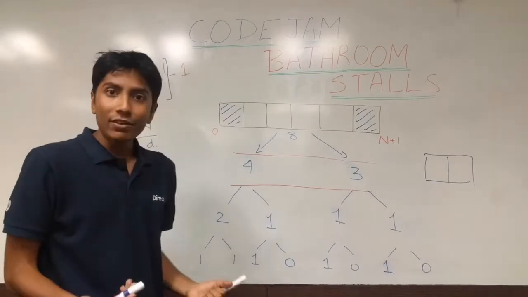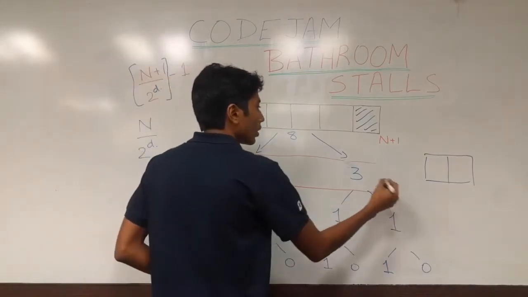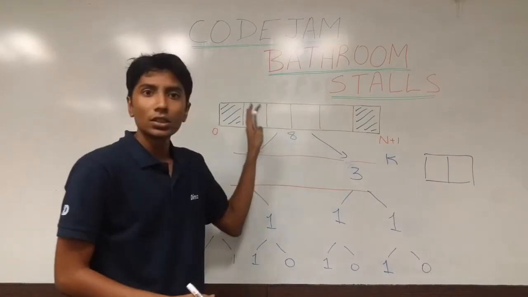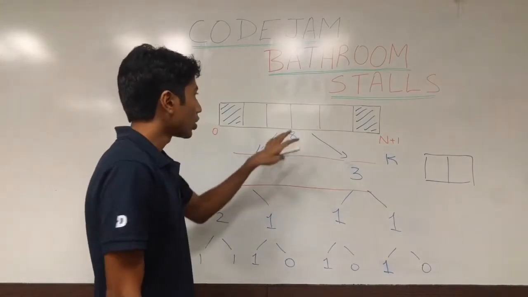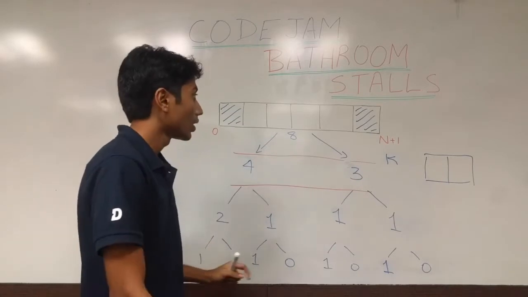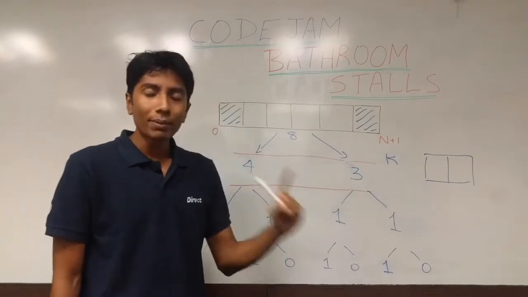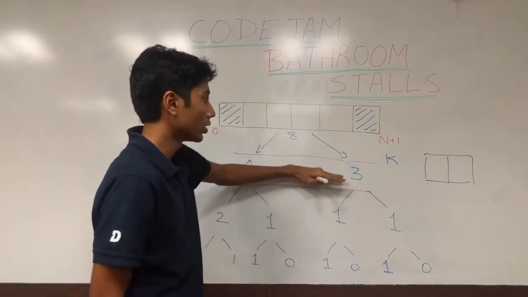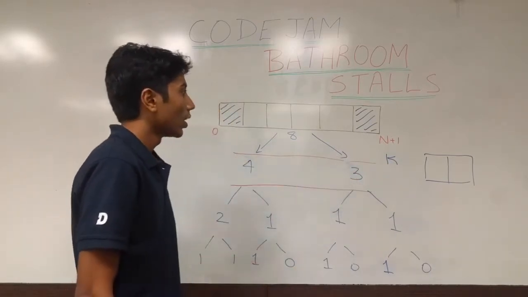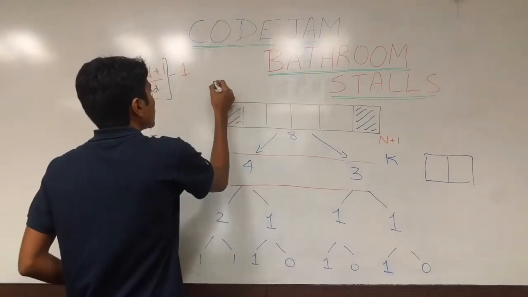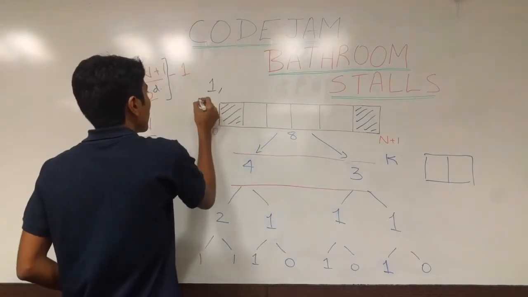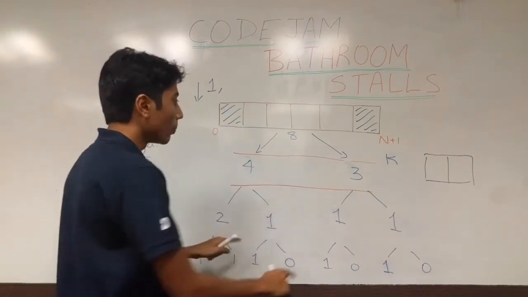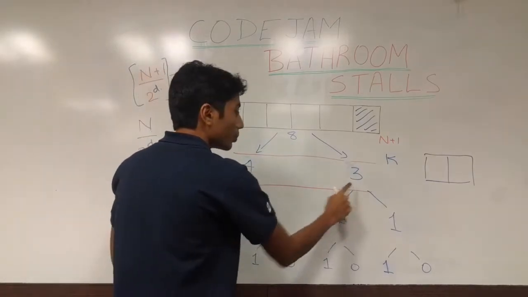Now, for any given value k, how does the segment behave? So the original segment is of size 8. When you put one person in, it breaks into two parts, which is over here. So you go down one level. Once you take one person in, it goes down one level. To go down another level, you need to bring two people in to break these two parts.